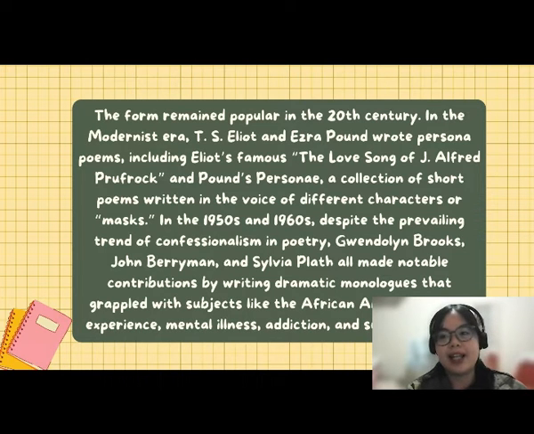In the 1950s and 1960s, despite the prevailing trend of confessionalism in poetry, Gwendolyn Brooks, John Berryman, and Sylvia Plath all made notable contributions by writing dramatic monologues that grapple with subjects like the African American urban experience, mental illness, addiction, and suicidal ideation.